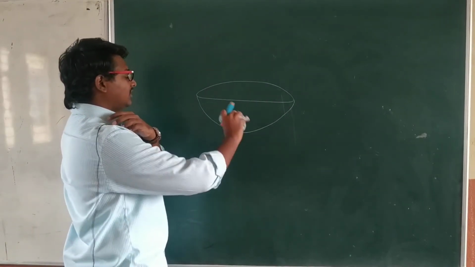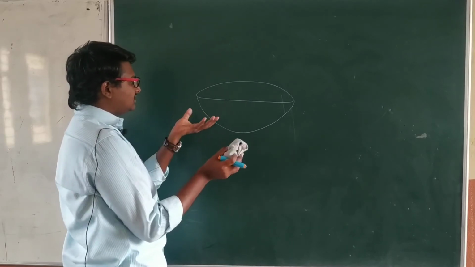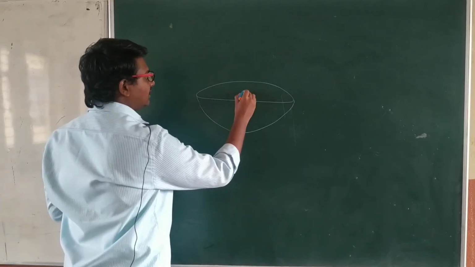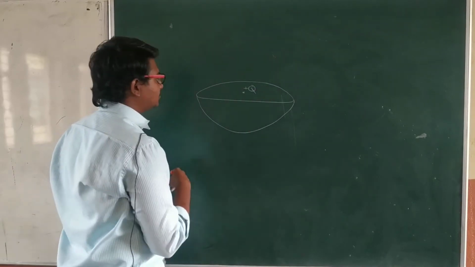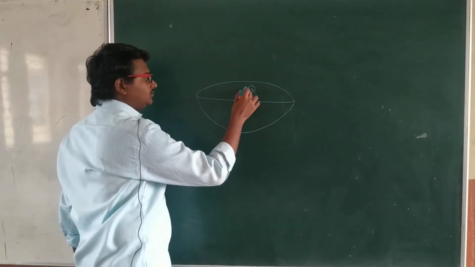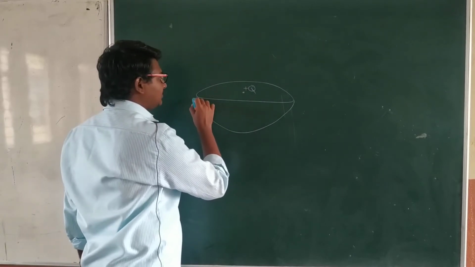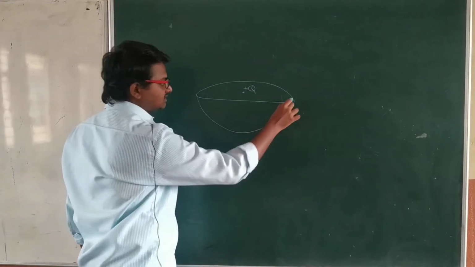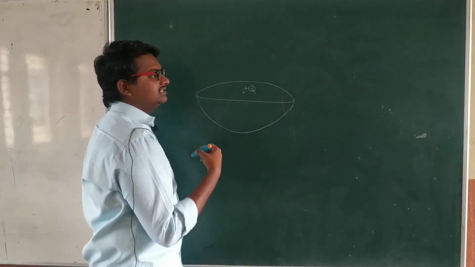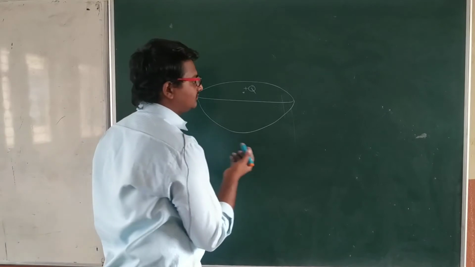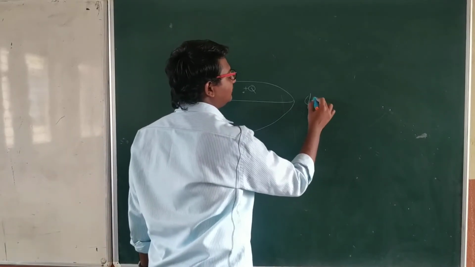semi-spherical bowl or hemispherical, meaning nothing but a bowl-like structure. At this point we are placing a charge, positive charge plus q. Due to this charge, what will be the flux passing through this surface? We have to find the flux through this hemispherical surface. Fine. We know what the flux formula is.